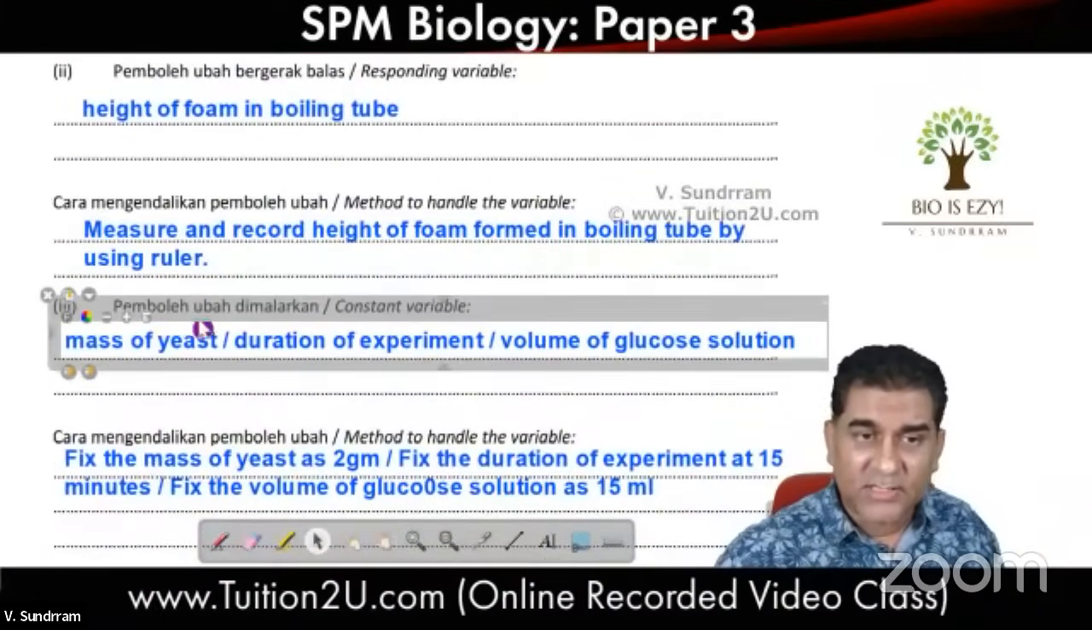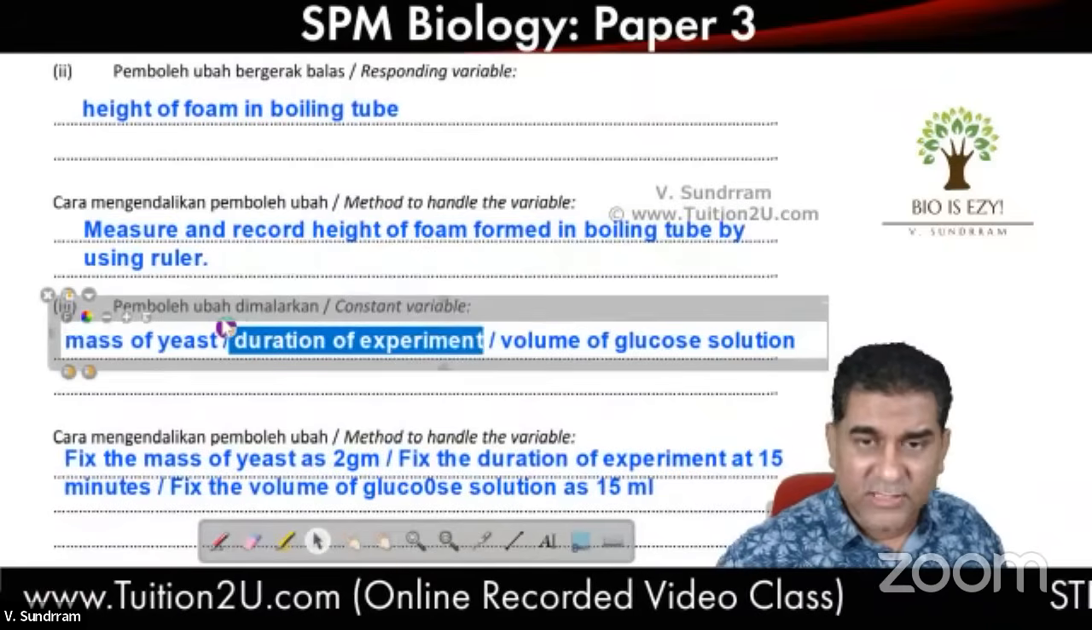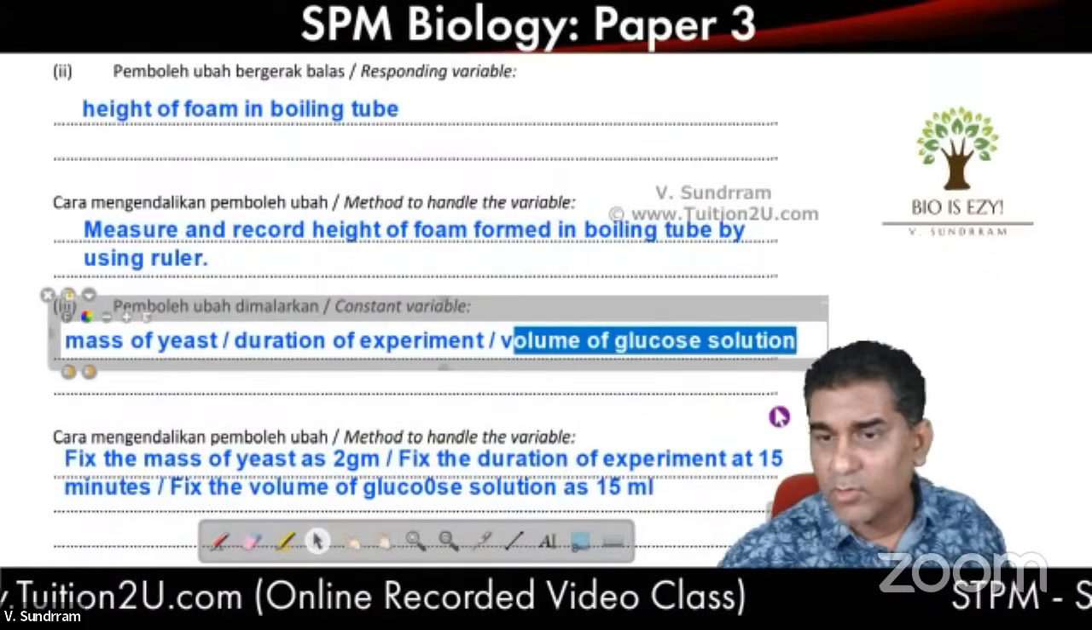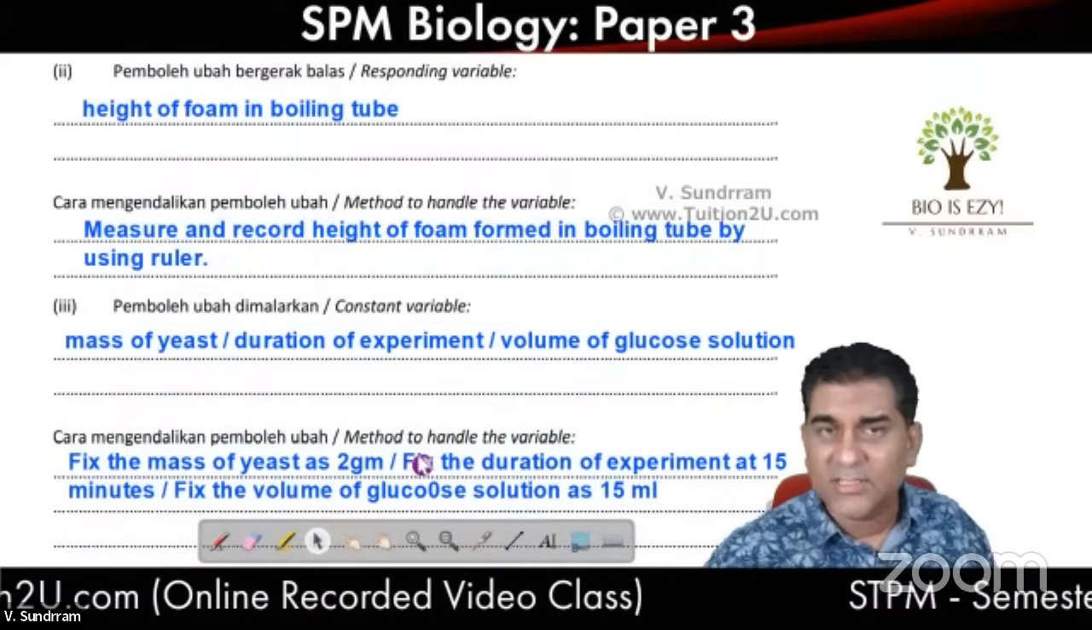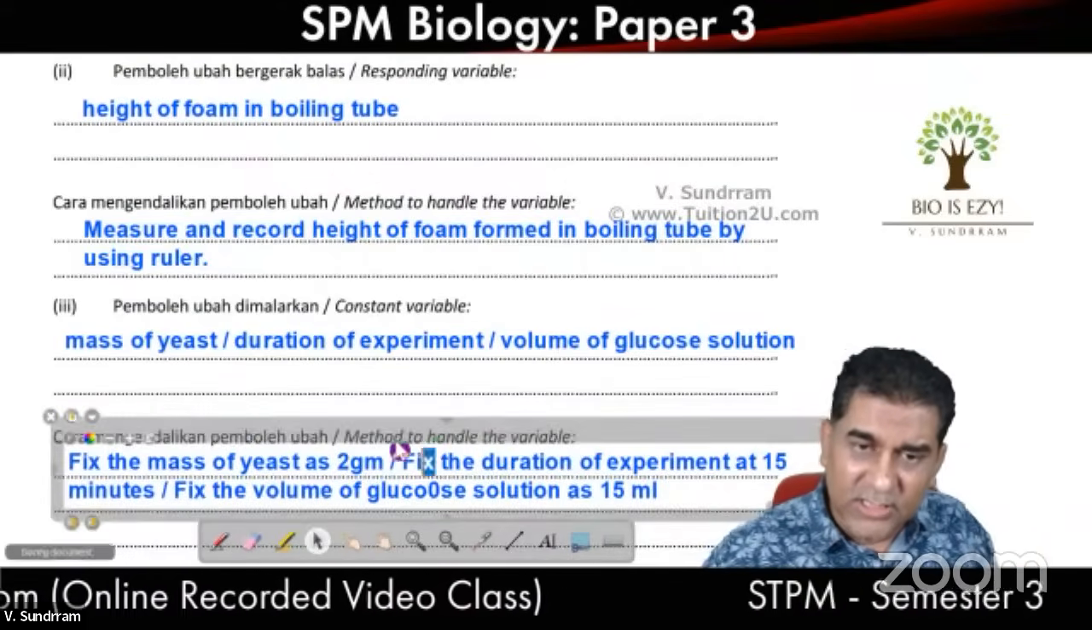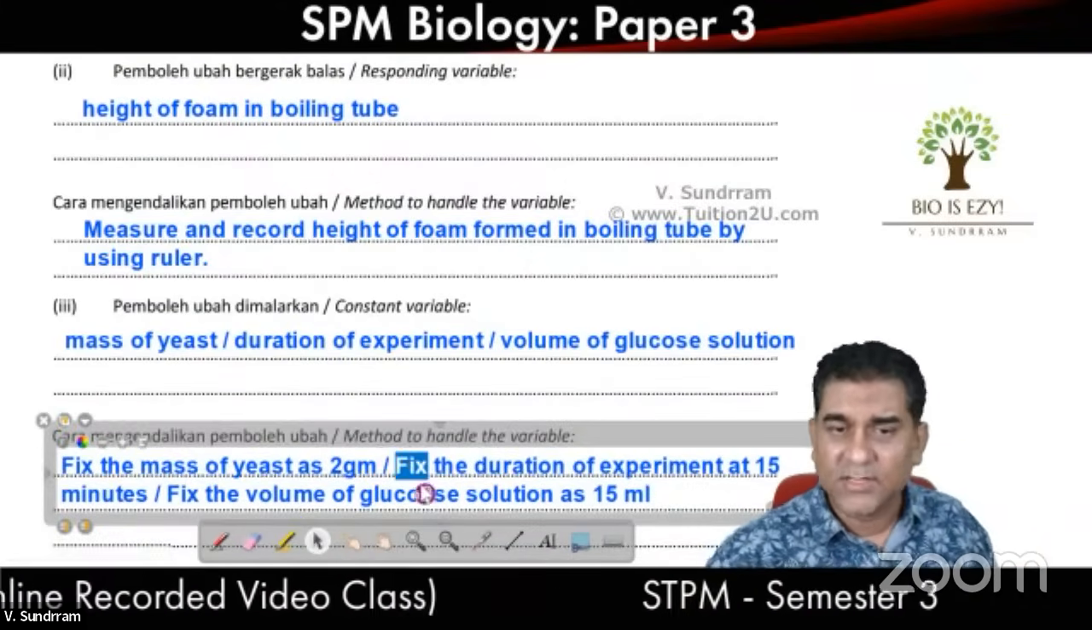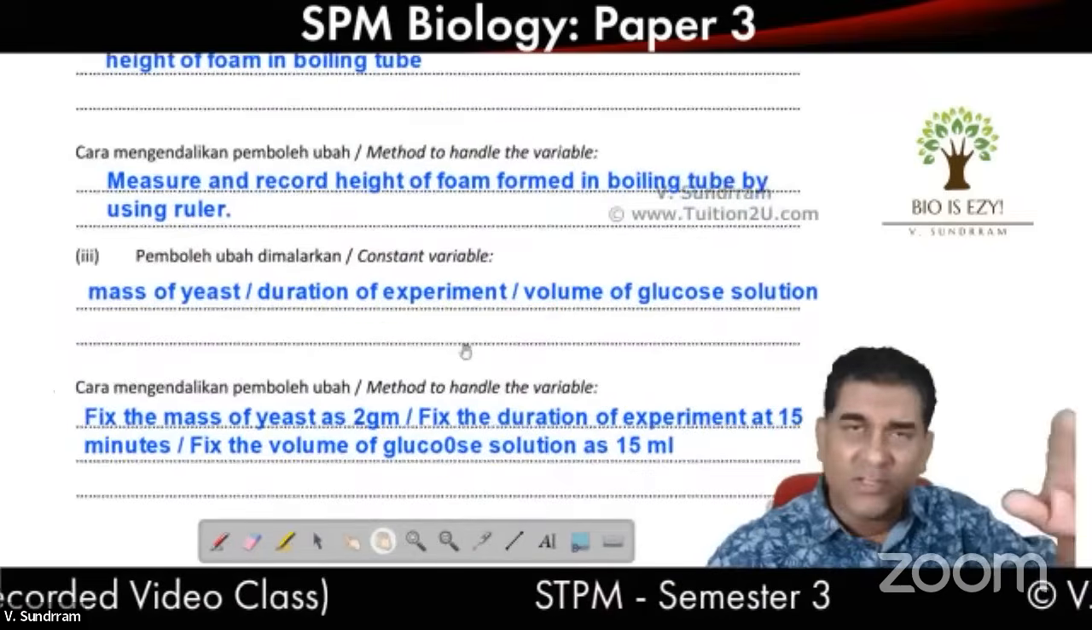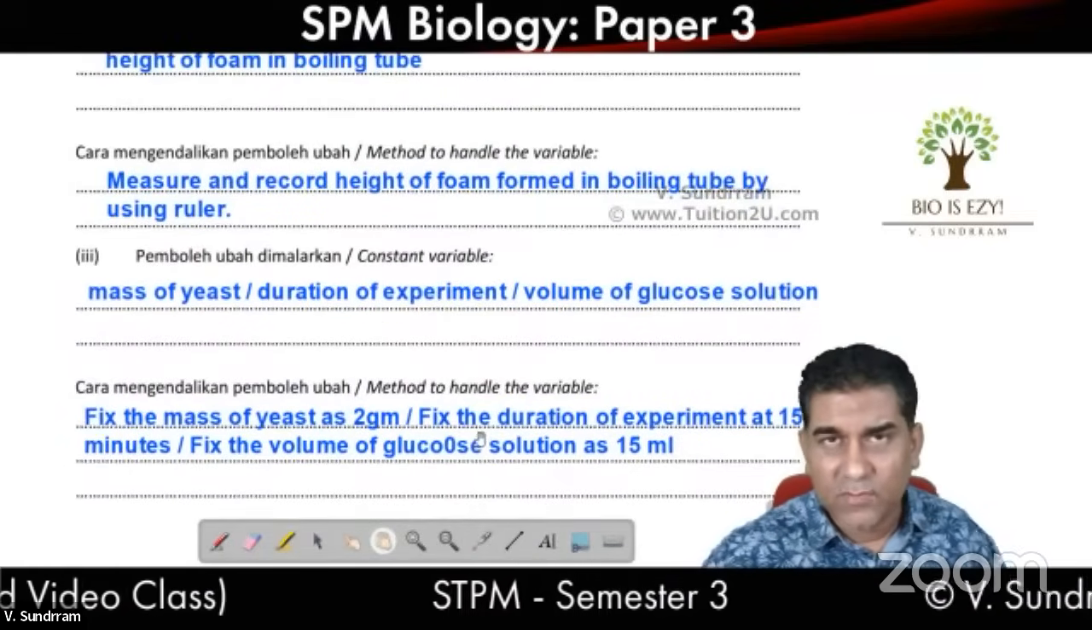Constant, there is the mass of yeast, duration of experiment, volume of glucose solution. I've given all 3 answers. Make sure you use the key term, fix. So fix, choose one. I've given all 3, choose any one of them. Should give you the marks.